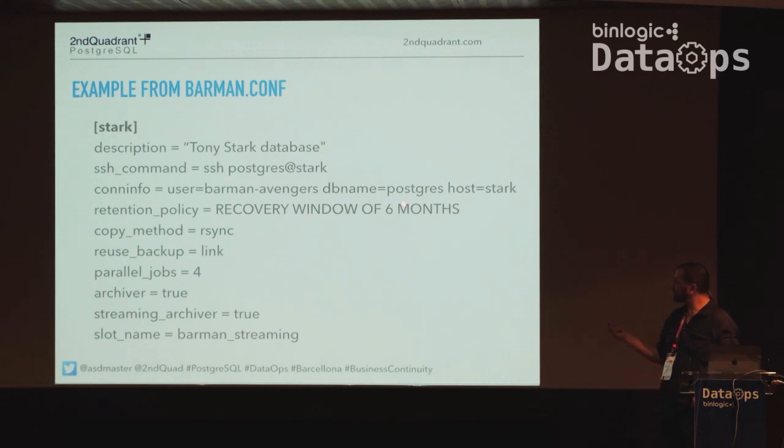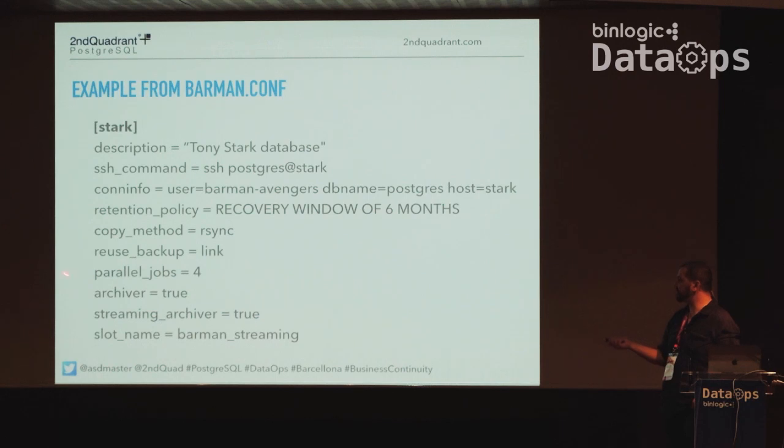So we have the SSH command to copy the backup, and connection info to communicate with Postgres. We have a retention policy, in this case, 6 months worth of data, okay? We are going to copy the backup using rsync. We are going to have incremental backups, okay? So we're going to save space on the disk, because when you use incremental backup, basically we use rsync to identify the files that have not changed. And we are going to copy only the files that have changed and use links to create a complete backup. In the end, we're going to save space on your disk.